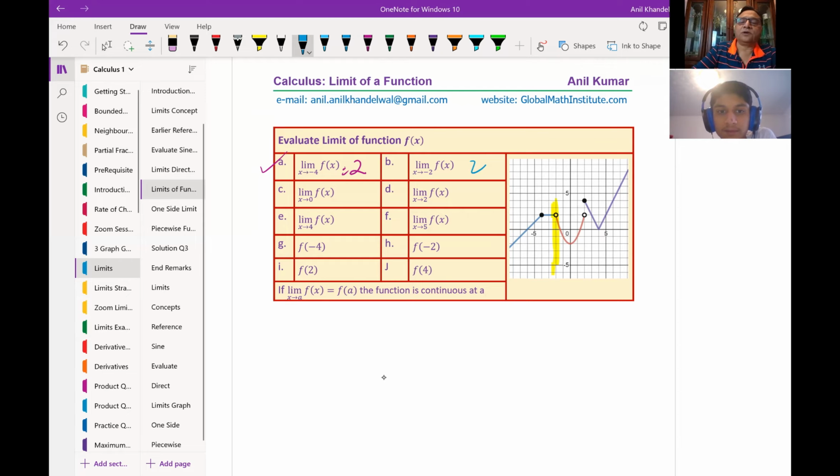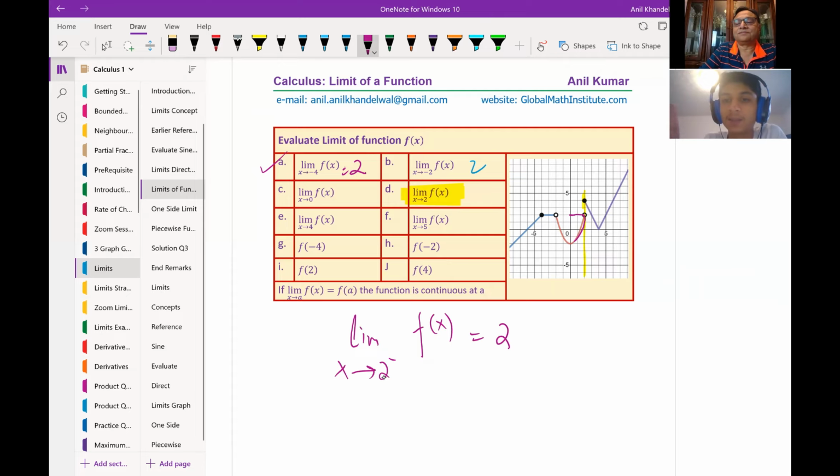Yes, sir. Now let's look into the next point, which is 2. So what is the limit of this function when x approaches 2? Can you tell me the answer? Well, there are two possible answers, right, sir? So when you approach 2 from the left side, what value do you get? On the left side, you're on this graph, and you're getting the value which is 2. Do you see that? Oh, sir, I think I was looking at the point above it.